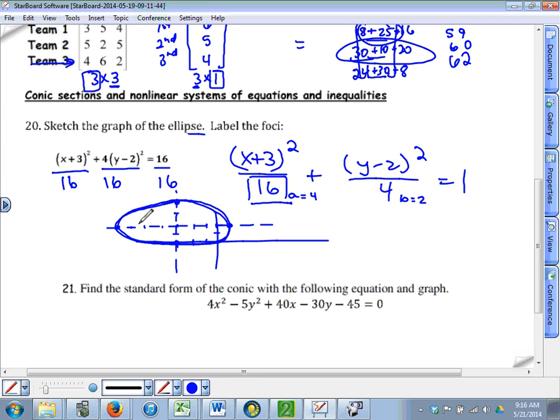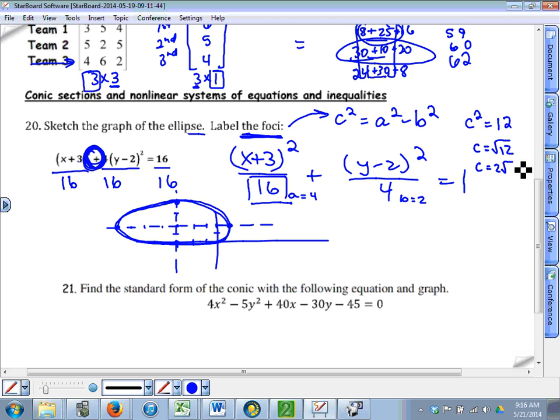Okay. It also says to label the foci. What's the formula? It's c squared. You have to remember this formula is always opposite of what's here. If there's a plus here, it's a squared minus b squared. So that means c squared is equal to 16 minus 4, which is 12. So c is equal to the square root of 12, which means that c is equal to plus or minus 2 square roots of 3.